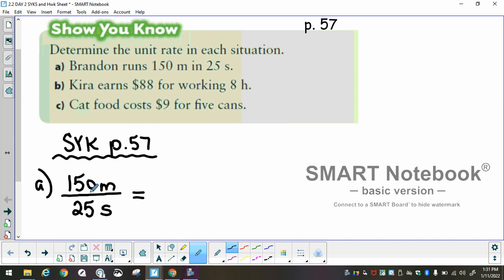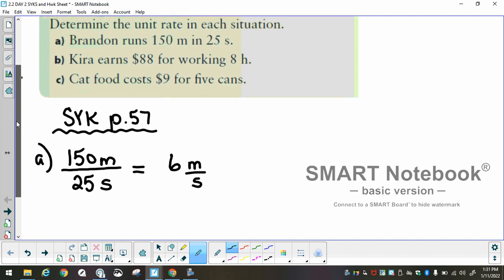There are 6 25s in 150, so 150 divided by 25 is 6, and 6 meters per second would be his speed, or the unit rate. So that means Brandon runs 6 meters in 1 second. It's a unit rate because that bottom is a 1.